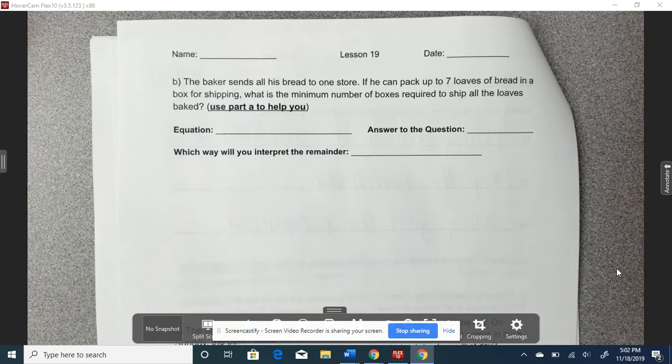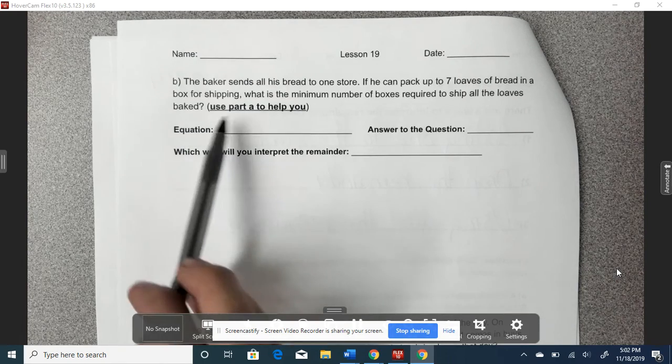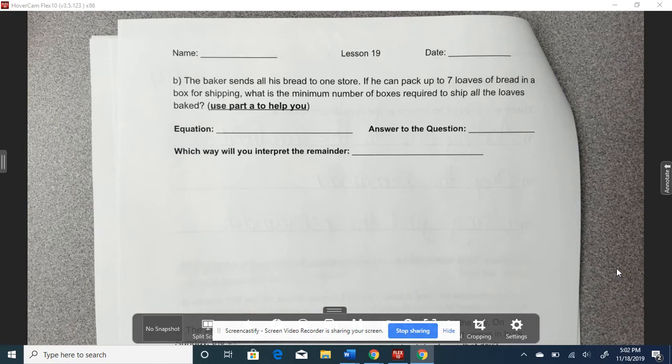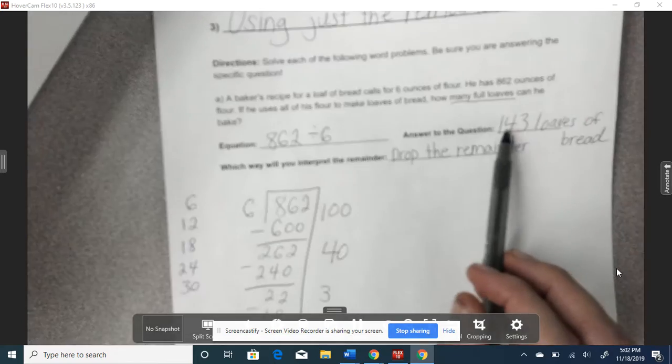Okay, so I'm looking at the question. It says, what is the minimum number of boxes? So that's the least amount of boxes needed. Well, it says use part A to help you. So we need to go back to part A to see how many loaves of bread we have. I see that we had 143 loaves. So I'm going to use that for part B.